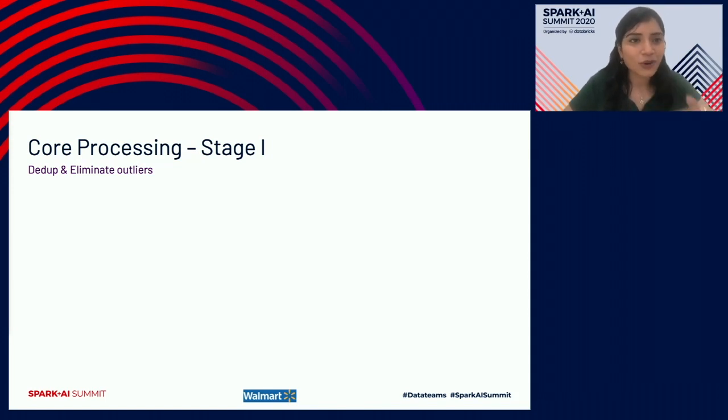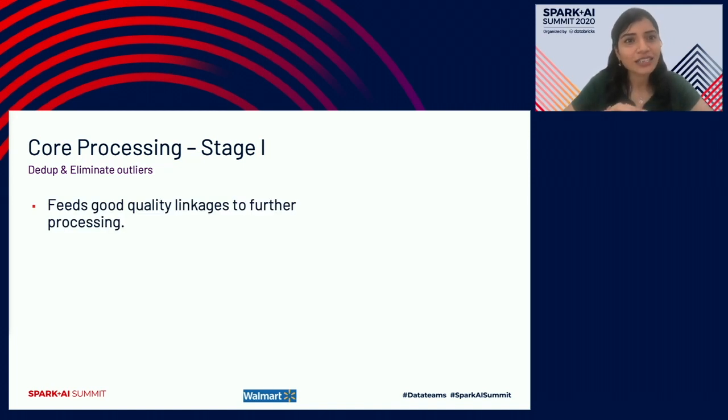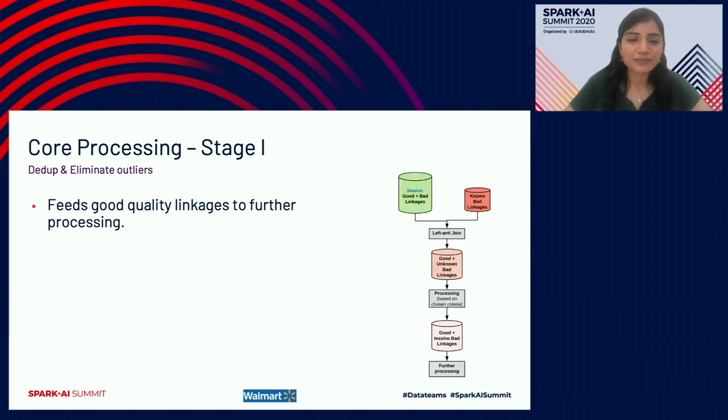Moving on, the next stage is called the core graph processing. This processing involves 3 stages. In the first stage, the aim is to feed only good quality linkage to further processing. Any source will have a combination of good and bad linkages. From the past processing, we will already have a list of known bad linkages. So we use that list and compare with the incoming data. And if the incoming data has any of those known bad linkages, we eliminate them. Now we are left with good and some unknown bad linkages.